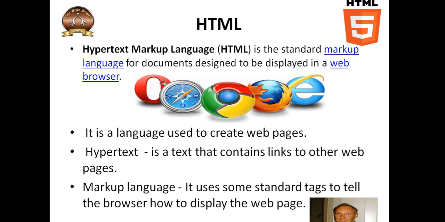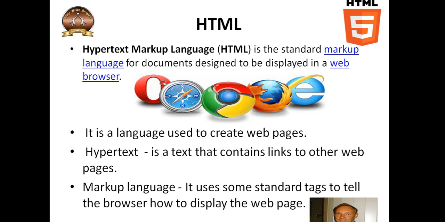So what is HTML? What do we do? HTML is a markup language that helps us to create web pages or any website. So what is a web page? Like, what is HTML? It is a markup language for documents designed to be displayed on a web browser. So when we create an HTML file, we need a web browser to display that file and a text editor to write the markup language.